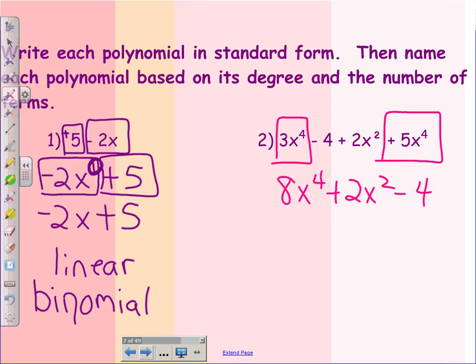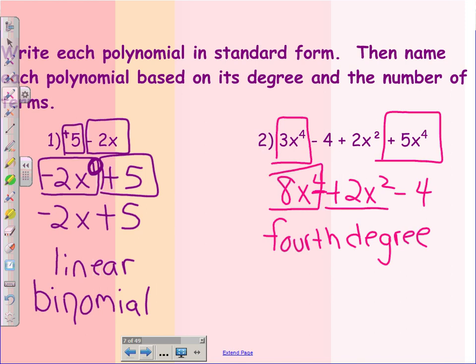Once you have written it in standard form, then we have to decide the degree based on the exponent. We are going to look at the exponent with the higher number, which is x to the 4th. And remember, we just call that 4th degree. And then we have to count the number of terms. Well, I see 8x to the 4th, and I see positive 2x squared.